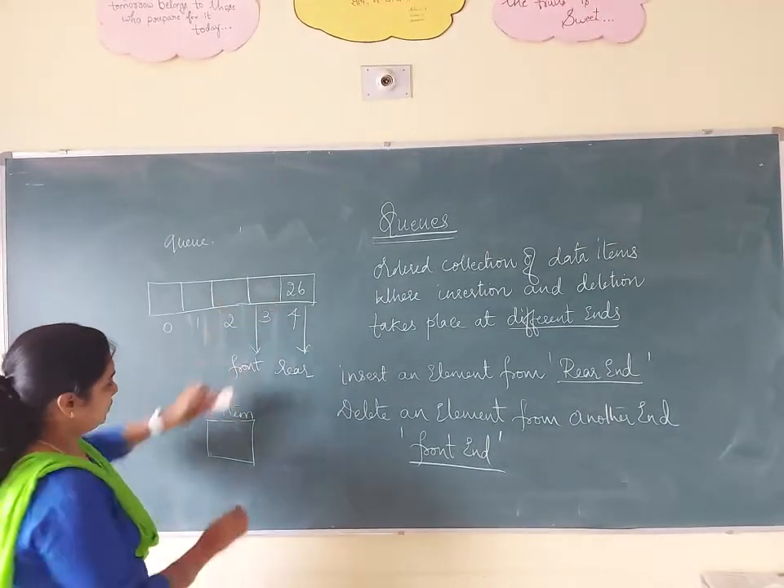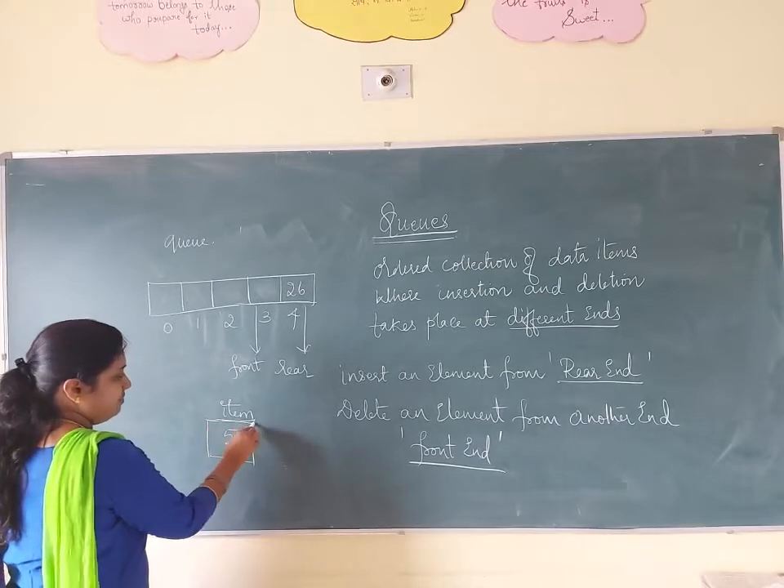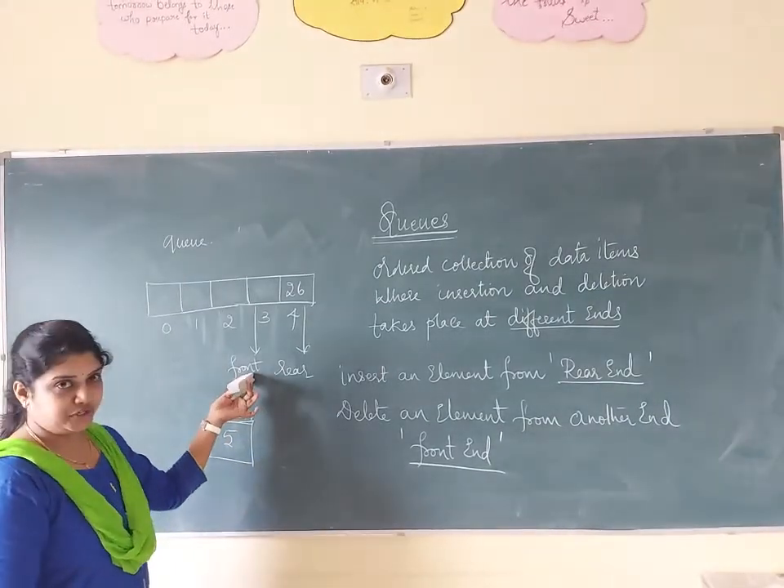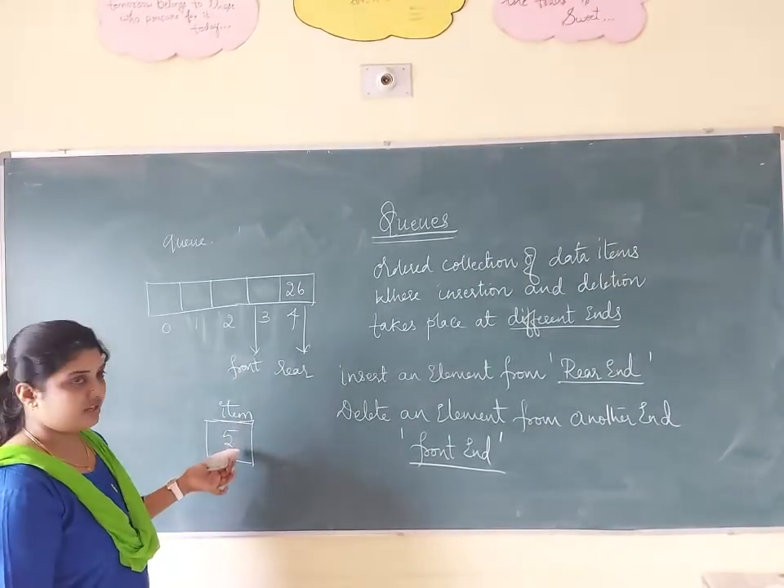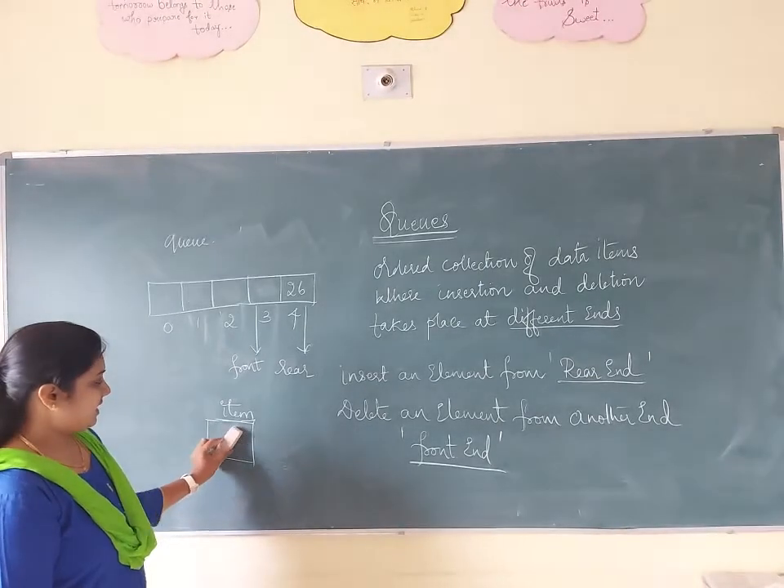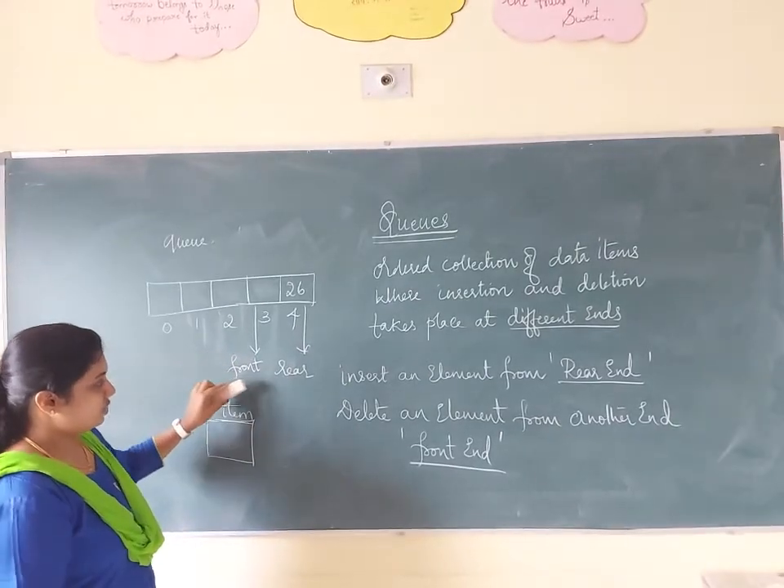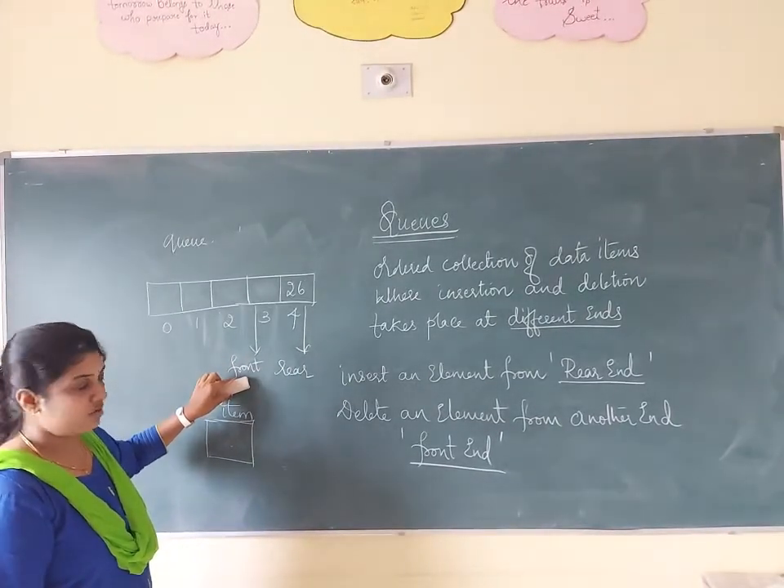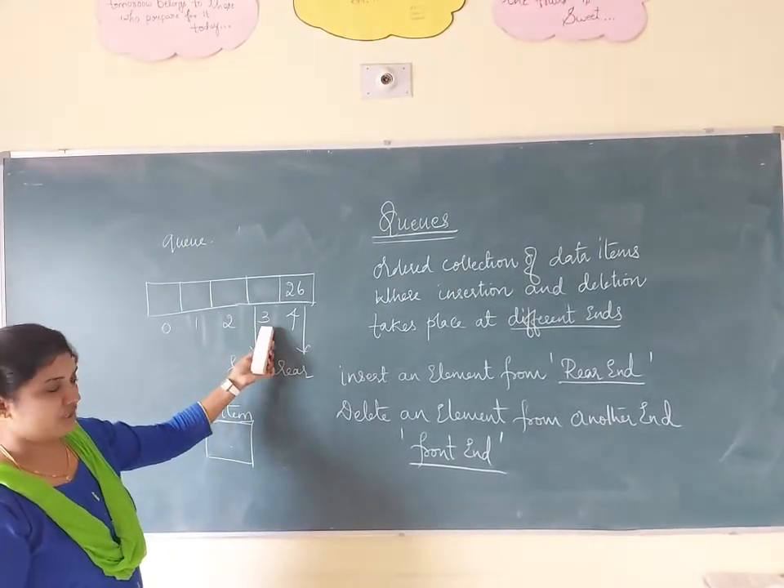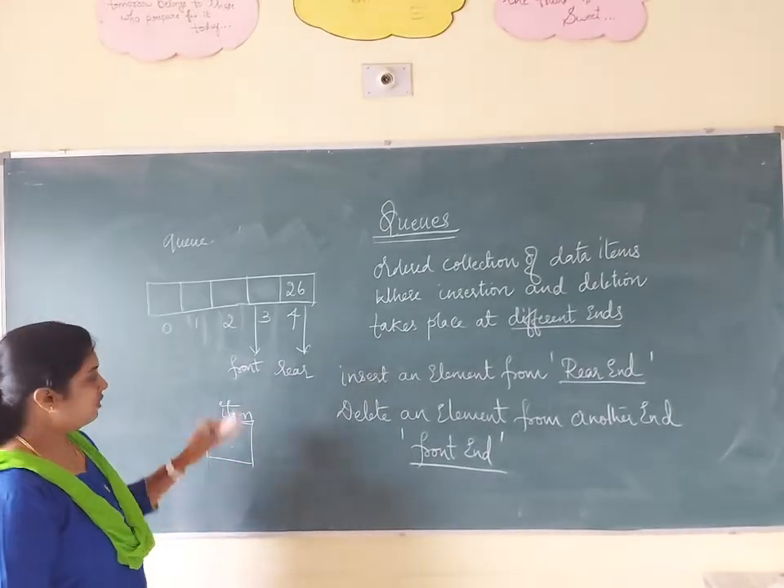Take this 5, store in temporary variable item, and front is pointing to 3. We have deleted what? 5. And this is automatically deleted. And again one more item I want to delete. So you have to increment what? Front value. So front is pointing to 3. 3 plus 1, you will get what? 4.